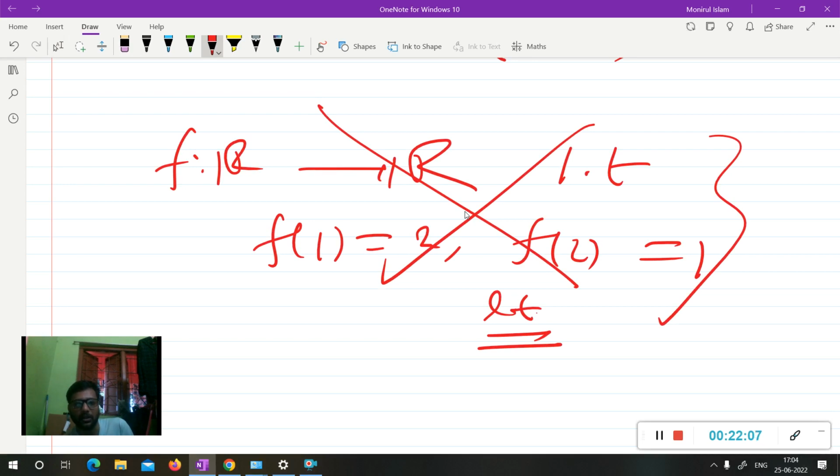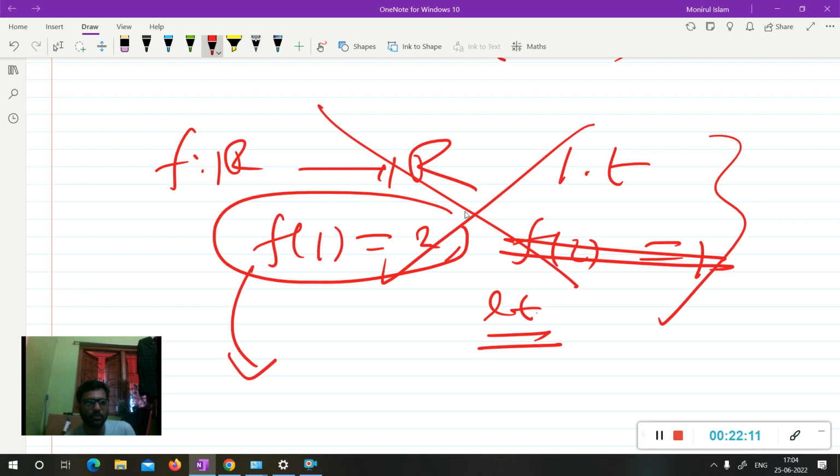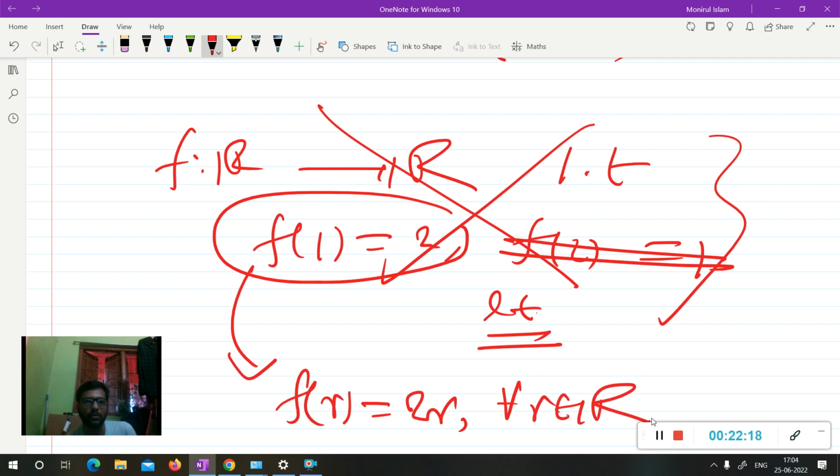But if only one condition is given, f of 1 is 2, then this linear transformation is possible. This linear transformation is f of r equal to 2r for r belongs to R. This is an example of such a linear transformation.